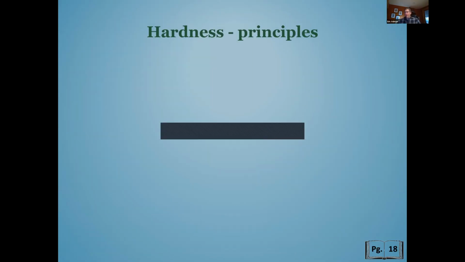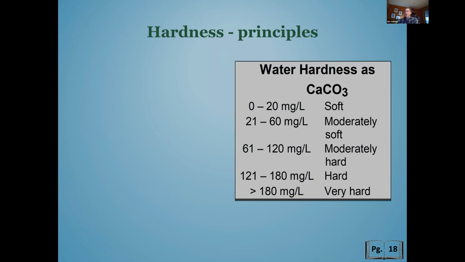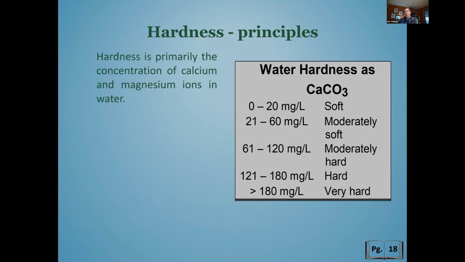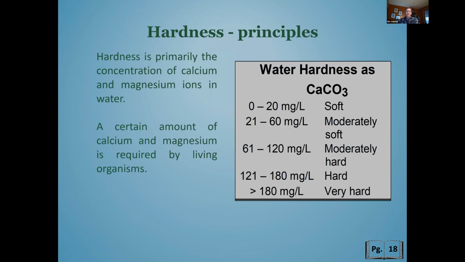So the next one that we're going to talk about is hardness. Hardness is essentially a measure of the amount of calcium and magnesium ions in water. A certain amount of this is required for living organisms, and typically it comes from minerals in the earth. So usually the geology of an area is the primary determinant of the hardness, but it can also come from some man-made sources such as concrete. It's typically expressed as equivalent milligrams of calcium carbonate in solution.